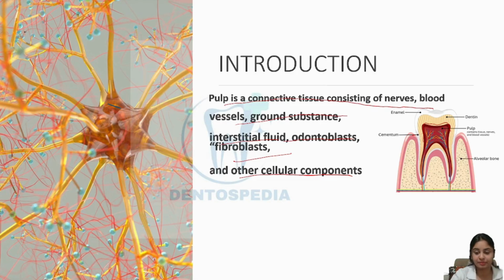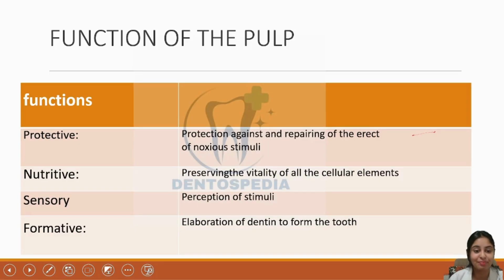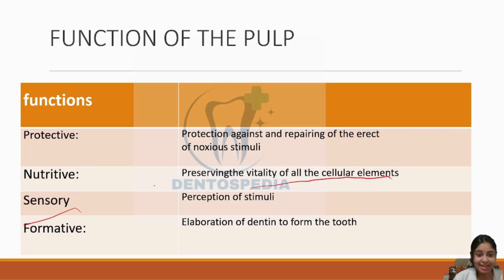Coming to the function of the pulp, it performs four major functions, that is formative, nutritive, sensory and protective. The formative function is that it forms the dentine throughout life, while in the nutritive function it supplies nutrition and moisture to the dentine. The sensory function is that it helps us to feel pain, pressure and temperature, while the protective function initiates inflammation and reparative dentine formation in response to injury. And these are the functions why the pulp vitality is crucial for tooth longevity.